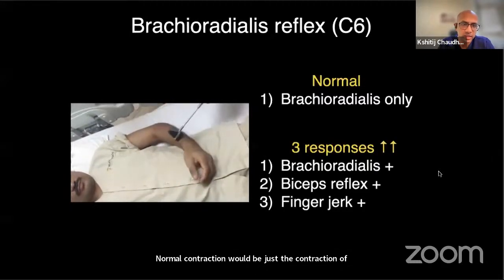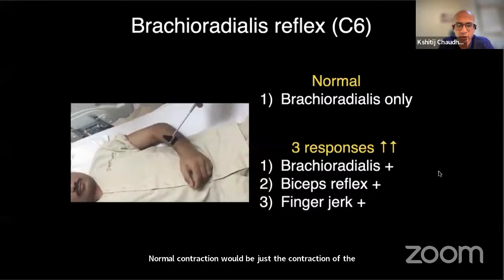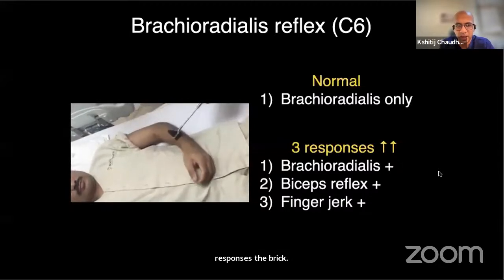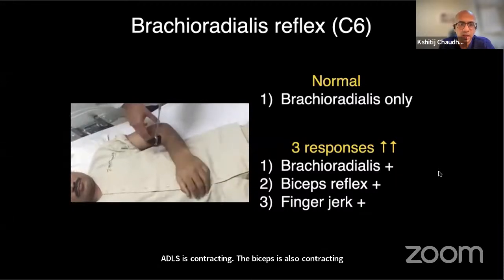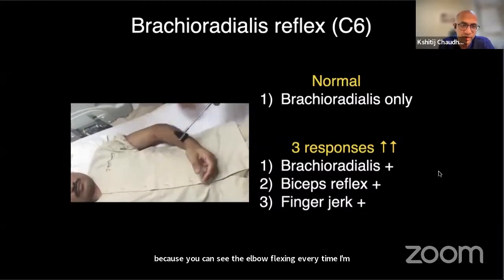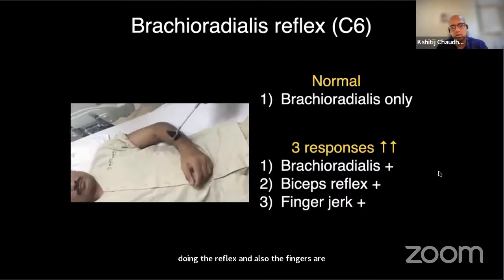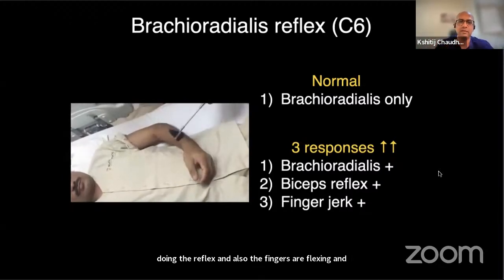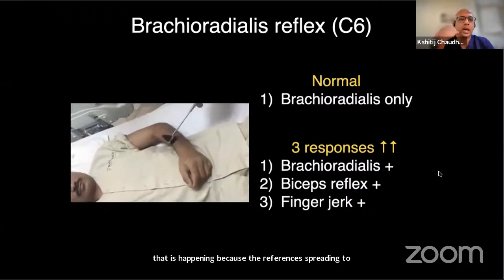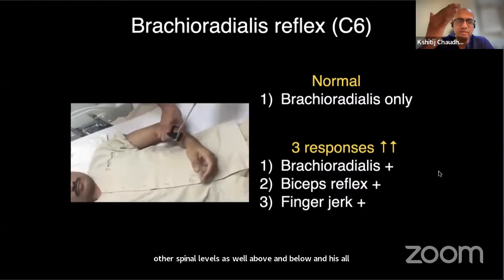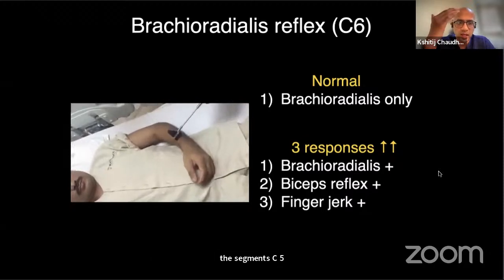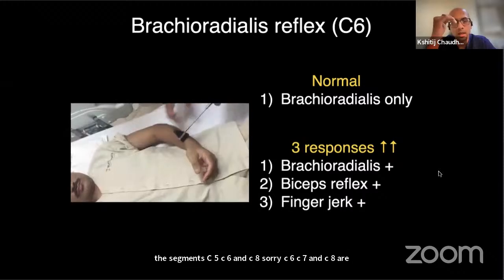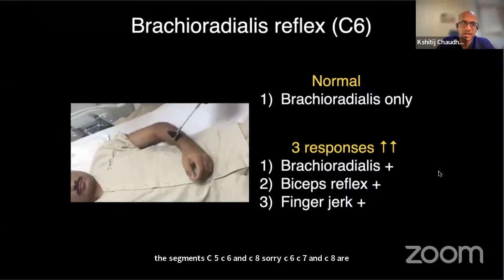But in this patient, you can see three responses. The brachioradialis is contracting. The biceps is also contracting, because you can see the elbow flexing every time I do the reflex. And the fingers are also flexing, because the afference is spreading to other spinal levels, above and below. All the segments, C6, C7, and C8, are upper motor neuron, and that's why they are exaggerated.